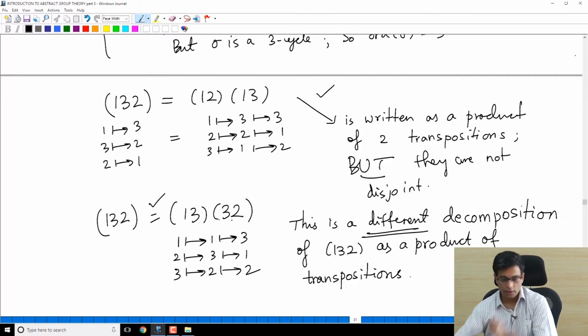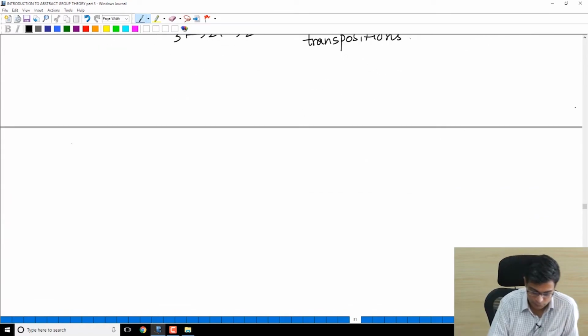So you might wonder, maybe the decomposition is not unique, but the number of transpositions is unique. Here there are two transpositions. Here also there are 2 transpositions. But as another example will show, even that number is not unique.